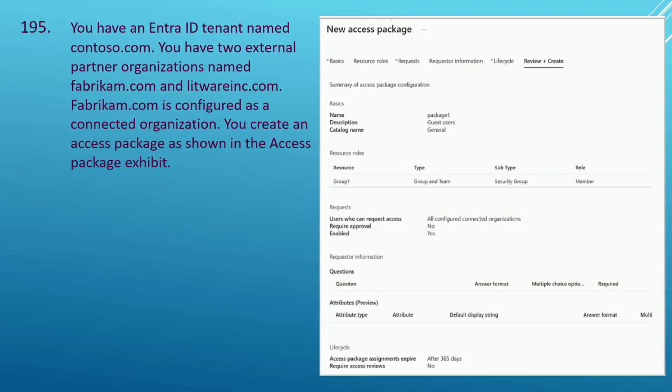Require approval is set to no and enabled is set to yes. Basically, this package is enabled. And at the bottom, you can see there is a lifecycle defined. Access package assignments expire after 365 days and require access reviews is set to no. Let's now look at further things in this question.